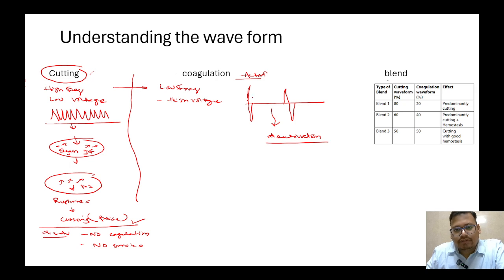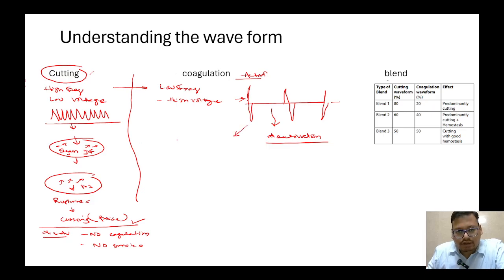Period of activation is there, then period of deactivation. The electrode gets activated, current flows, then it stops. Again there is a current flow, again it stops. Again there will be another current flow, and it stops. So what happens here? Because of this, one phase is active, another phase is inactive.